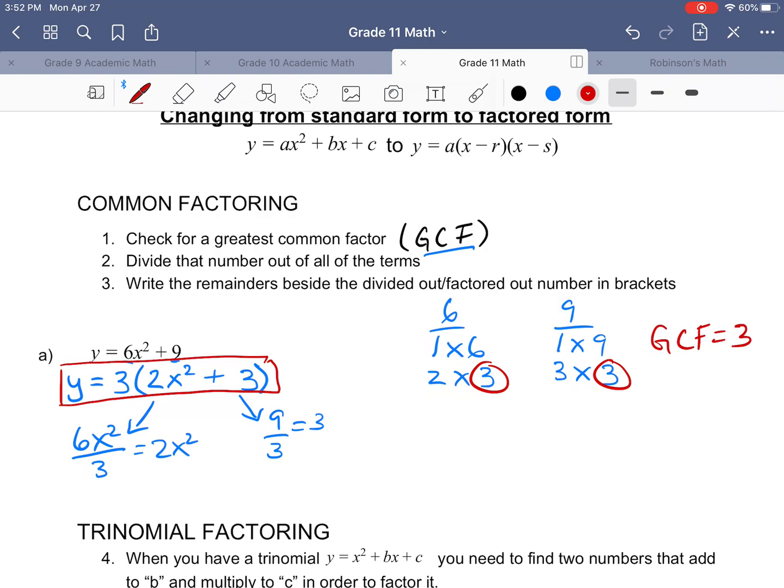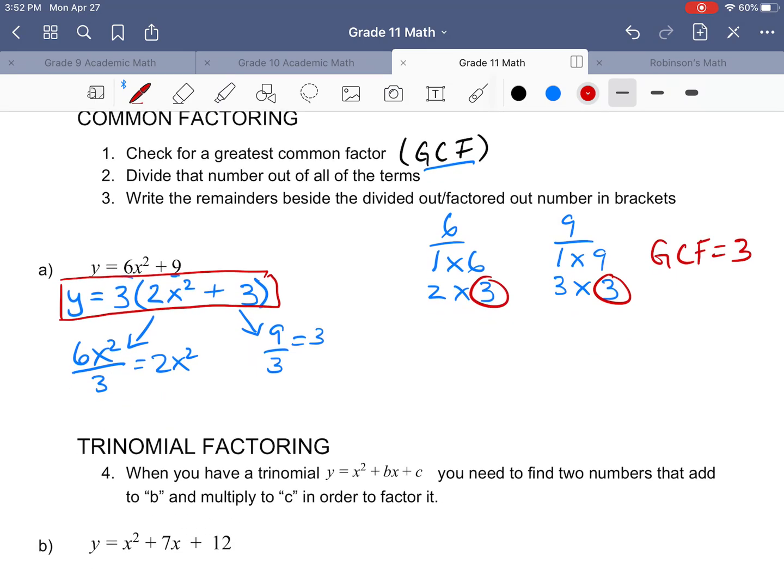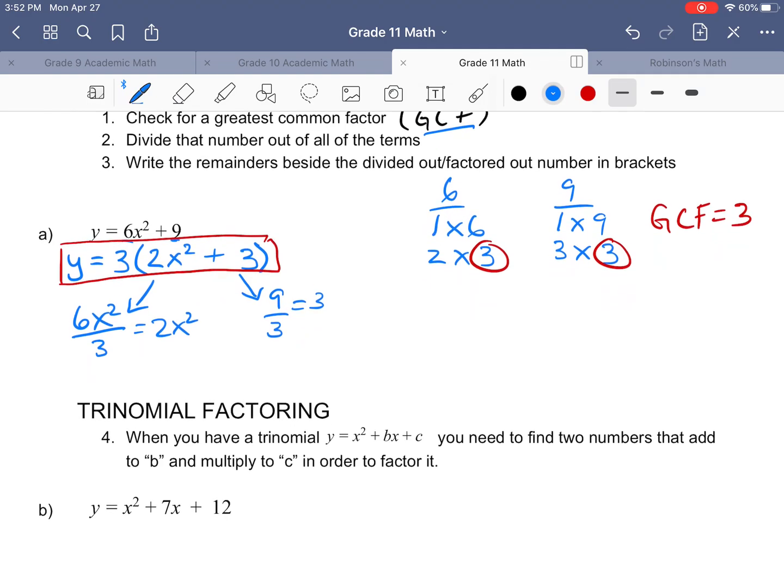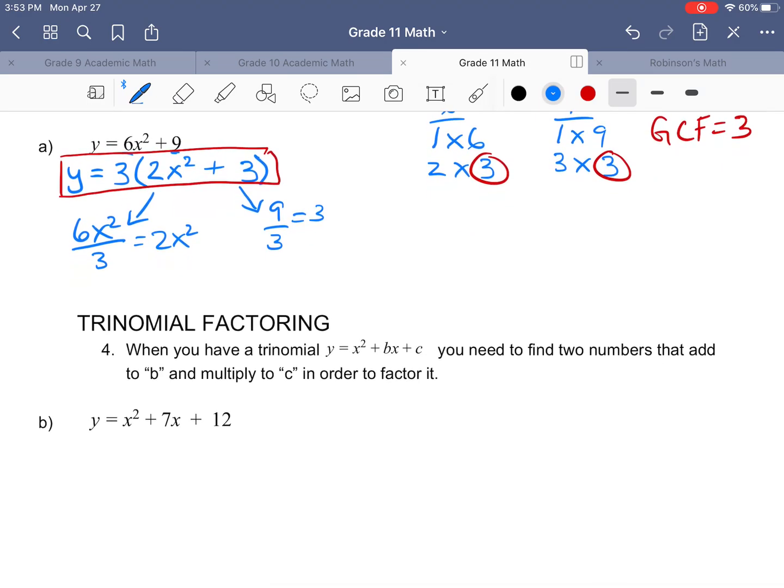Now, that was a fairly simple one. So a lot of the time we want to actually do what we call trinomial factoring. And so this is a bit different from common factoring. So when you have a trinomial, and here's our trinomial form right here. So y is equal to x squared plus bx plus c. And we're only doing cases where a is equal to 1. So we are just not going to put it in there for now because it does not need to factor into this method that I'm showing you of factoring.